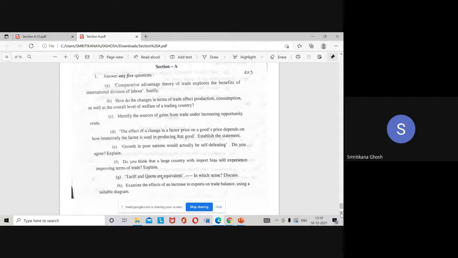Comparative advantage theory of trade explores the benefit of international division, yes. How do the changes in terms of trade affect production, consumption, and okay, fine. Identify the sources of gains from trade under increasing opportunity cost. Increasing opportunity cost means the concave PPF. Okay.